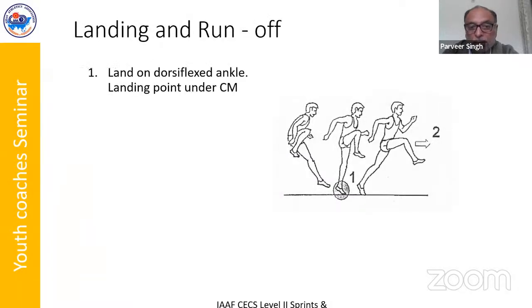So landing and runoff: land on a dorsiflexed ankle, landing point under the center of mass. We have discussed the center of mass. The landing point is under the center of mass. If it is in front of the center of mass, what will happen? Can you answer me? If the landing point at this moment is not under it, what is the disadvantage?